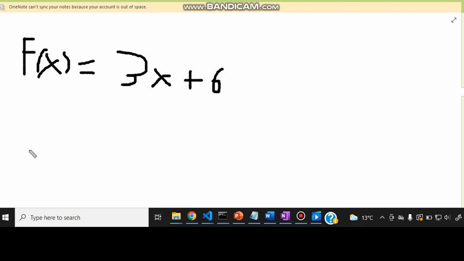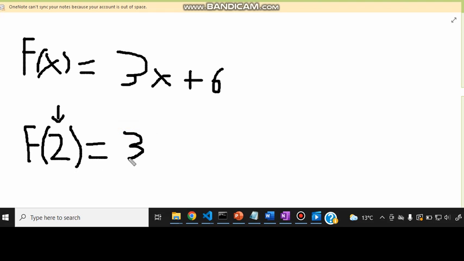So if I ask you what is f of 2, could you figure that out? So pause the video, see if you can get it, and then I'll go through it. So in this case, the input into our function is 2. So we input in 2, and we're going to get back out f of 2, which in this case is 3 times 2 plus 6. So that's 6 plus 6, which is 12.